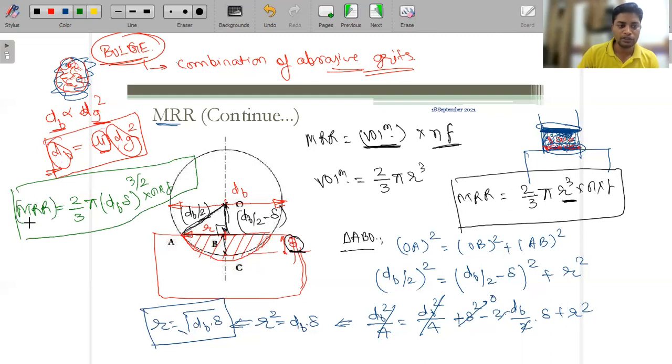There is no need to mention separately for the brittle material, because this process is only applicable for the brittle material, guys. Okay, so I hope that you understand this complete concept of the material removal rate.